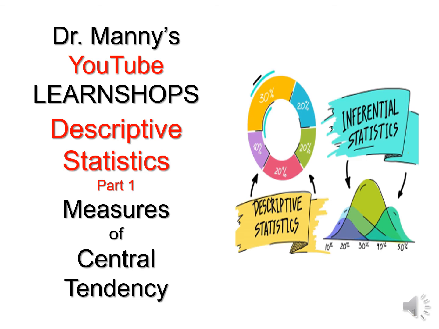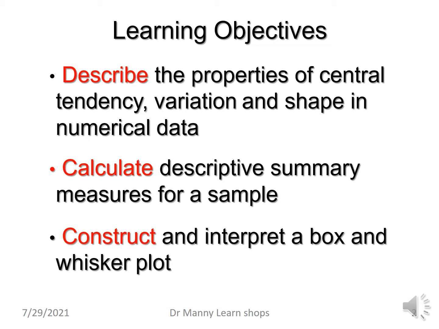This session will deal with descriptive statistics, and this will be part 1, which deals with measures of central tendency. So the learning objectives are to describe the properties of central tendency, variation and the shape in numerical data, calculate descriptive summary measures for a sample, and construct and interpret a box and whisker plot. However, remember, you can always look for further resources on the internet. There are some very good YouTube videos that describe the process very simply.